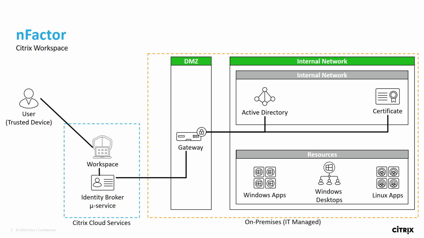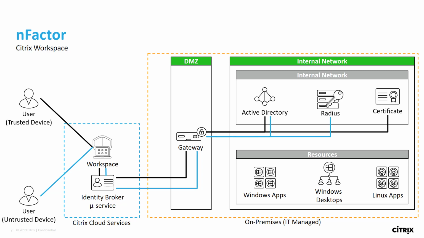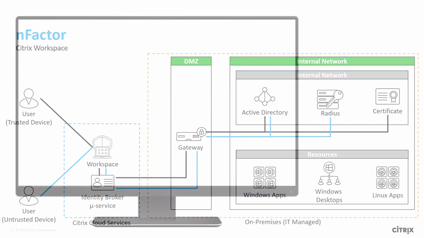Now, if this same user accesses the environment on an untrusted device, they get to Workspace and are redirected to the on-premises gateway via the Identity Broker microservice. Because this is an untrusted device, instead of using Active Directory and certificate, Gateway will redirect and utilize Active Directory plus a Radius server to fulfill the authentication. Once that's done, the user gets access to all of their resources.